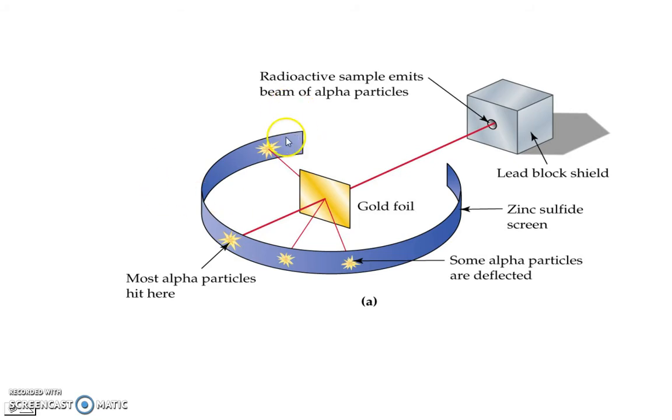And then the idea is that these alpha particles are so small they should be able to pass through the gold foil, which gives you a sense of the size of the gold atom. That's what Rutherford was trying to discover. And he put a detector screen here so that anytime an alpha particle hit, the detector screen would light up.